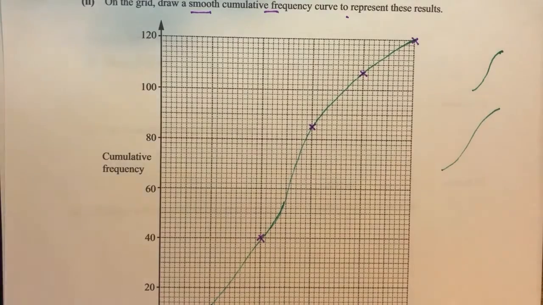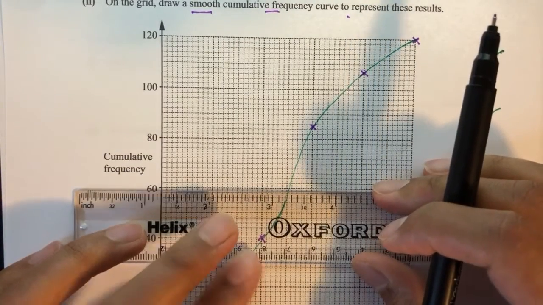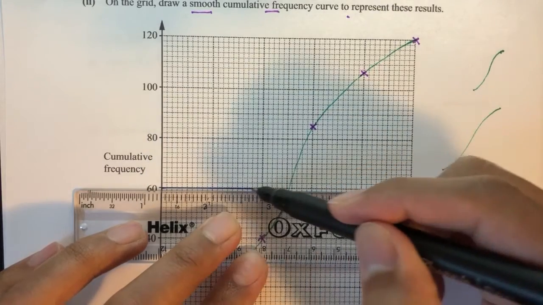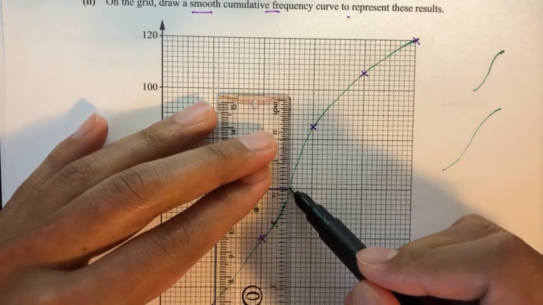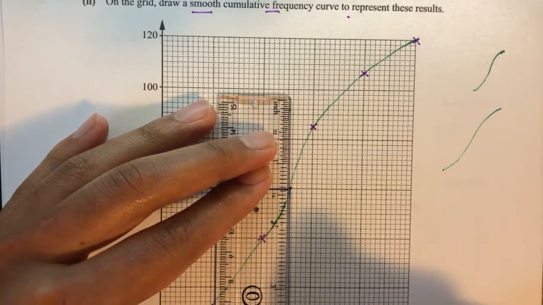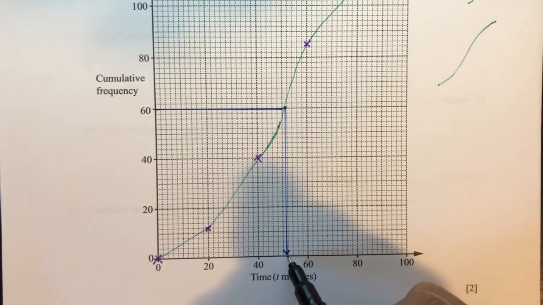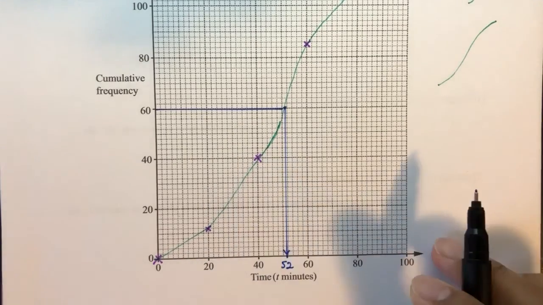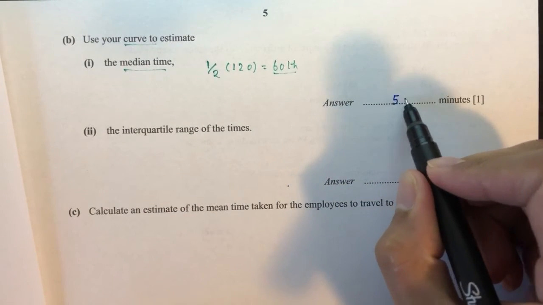So let's use a different color. So 60 will be on a straight line. And then this will be cutting at this point. So for me, I get, this will be about 52. So my value here will be 52 minutes for the median time.